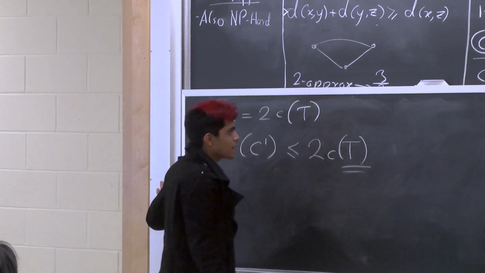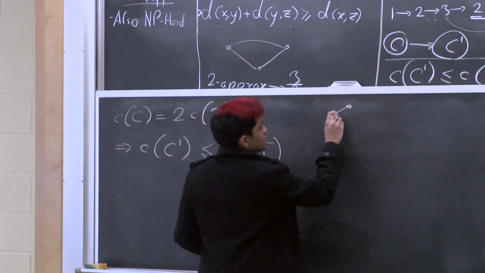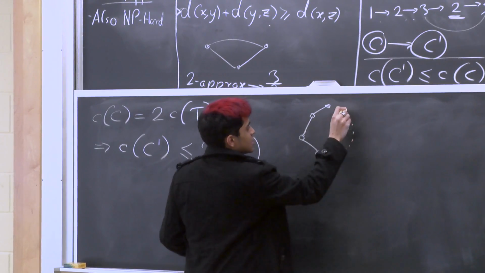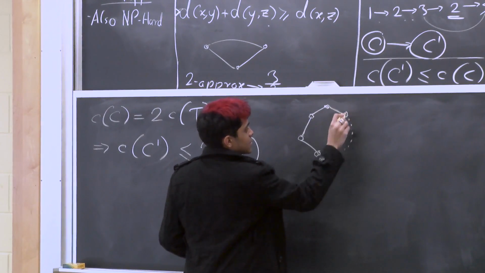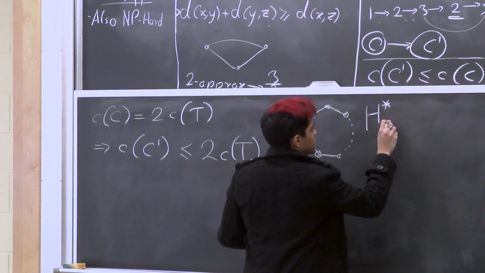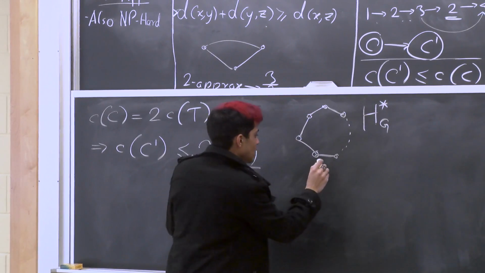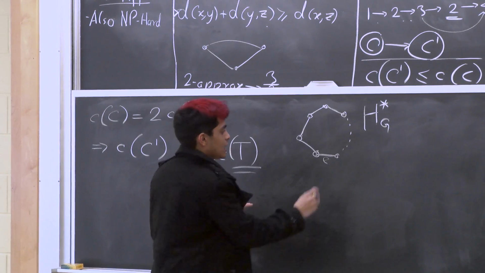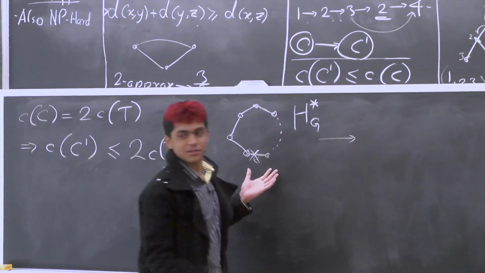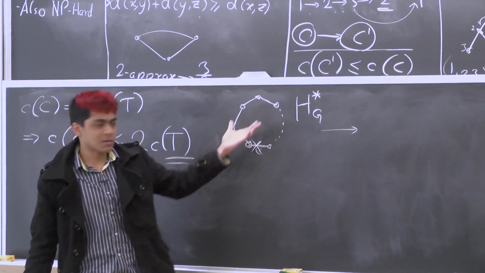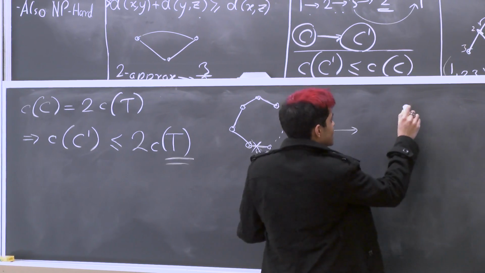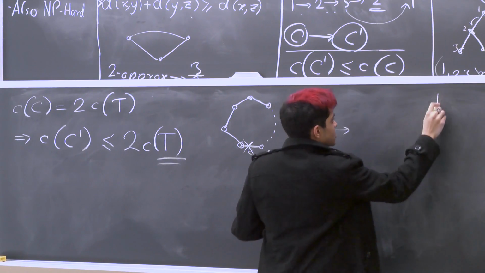So how do we do that? Well, look at H star of G. What is H star of G? H star of G is the optimal cycle which goes through all the vertices and comes back to the starting vertex. So this is H star of G. This is the optimal thing. Now you can take an edge e here and delete it, and then you will get a spanning tree, because this is your optimal cycle. Remove one edge and you get a spanning tree. So let's call that T dash.